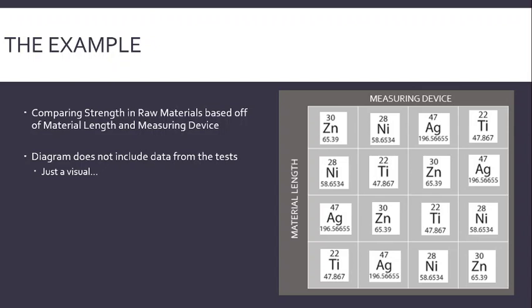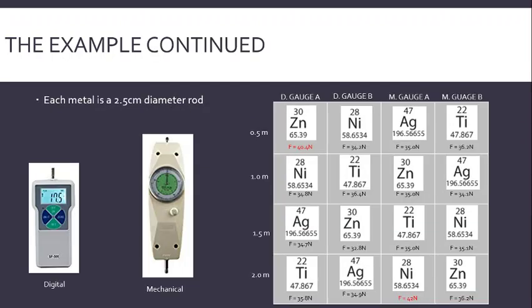The example I want to focus on is comparing strength in raw materials based off of the material length and the measuring device. So in mine, I have my measuring devices in my columns and I have my lengths in my rows. Each metal is about a 2.5 centimeter diameter rod, and I have 2 digital gauges and 2 mechanical gauges measuring the force that each of these metal rods can withstand.